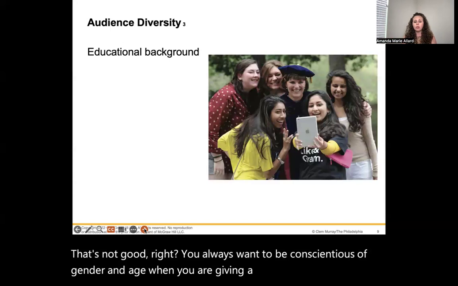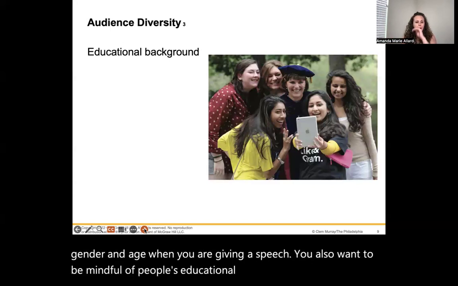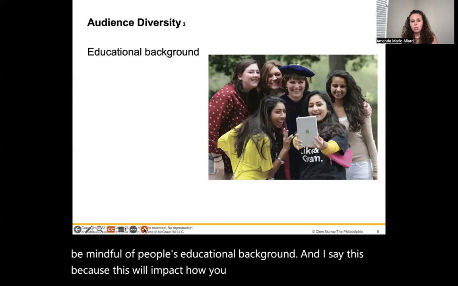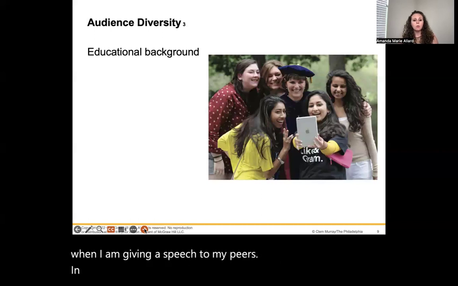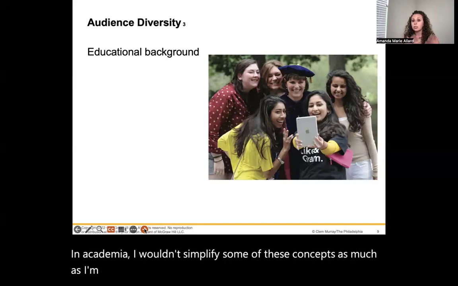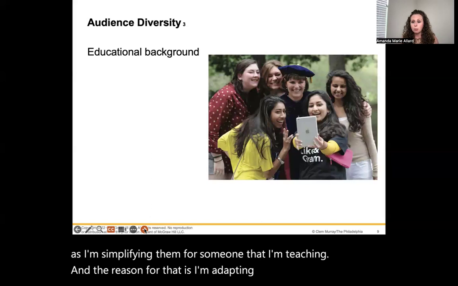You also want to be mindful of people's educational background. And I say this because this will impact how you tailor the speech. So for example, when I am giving a speech to my peers in academia, I wouldn't simplify some of these concepts as much as I'm simplifying them for someone that I'm teaching. And the reason for that is I'm adapting to my audience members, right?